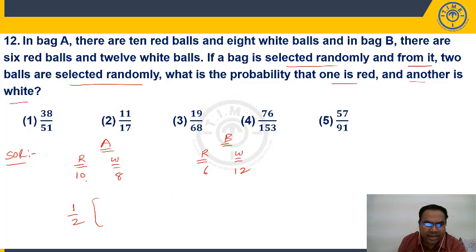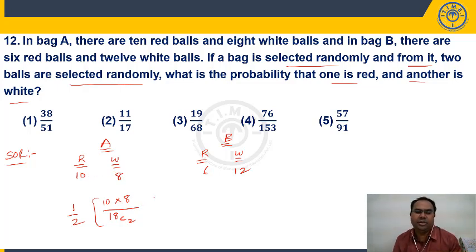Let us say you have selected A here. Total we have 18 balls. So 18C2. Right? We are selecting 2 balls at random. So one is white, other is red. So red ball should be 10C1, that is 10, into white ball should be 8C1. 8C1 is nothing but 8. I am not writing C1. 10C1 to select red ball. To select white ball, it is 8C1.